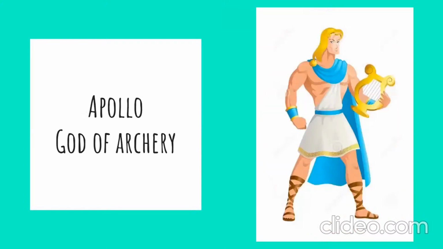Up next, we have Apollo. He is the god of archery. Apollo is the twin brother of Artemis. Okay, and he is not only the god of archery, but also of music and poetry, and sometimes the sun also. Okay, so that is Apollo for you. You can see in his hand, he's holding something called a lyre. So that is an instrument that he had invented. Okay, and it's pretty well known in Greece.